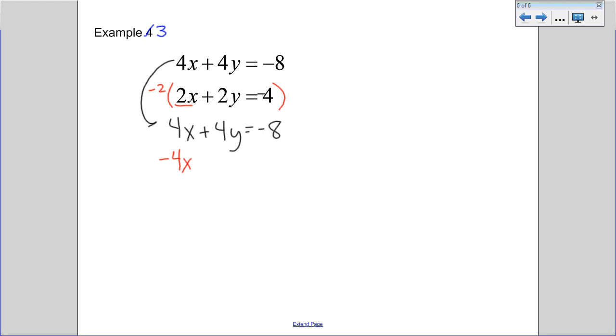Negative 2 times 2 is negative 4x. Do we agree? Yeah. Negative 2 times 2 is negative 4y. And what's negative 2 times negative 4? That is positive 8. All right. Did anyone else notice that not only did we cancel out our x, what do we do to our y? Cancel it out. So what do we have on this side? 0. And then on the other side, what do we have?